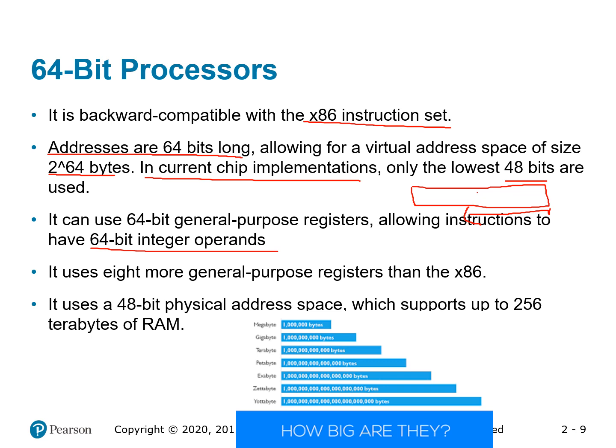The 64-bit processors use 8 more general purpose registers than the x86. So we have 8 general purpose registers for the 32-bit processor. We have 16 for the 64-bit processor. And it uses a 48-bit physical address space, because, remember, we only use the lowest 48 bits, which supports up to 256 terabytes of RAM.